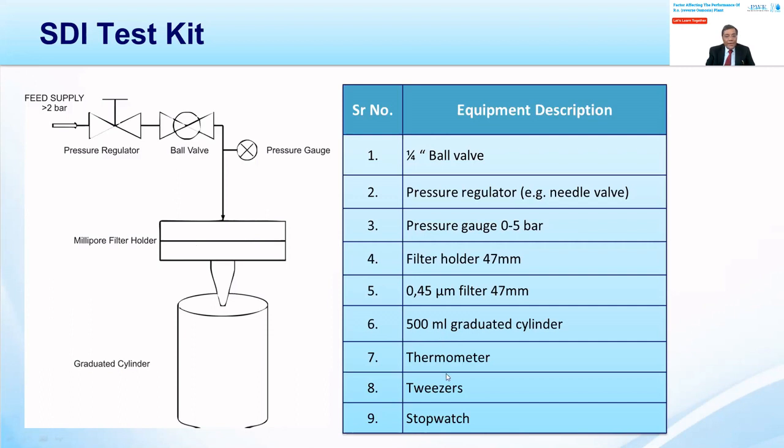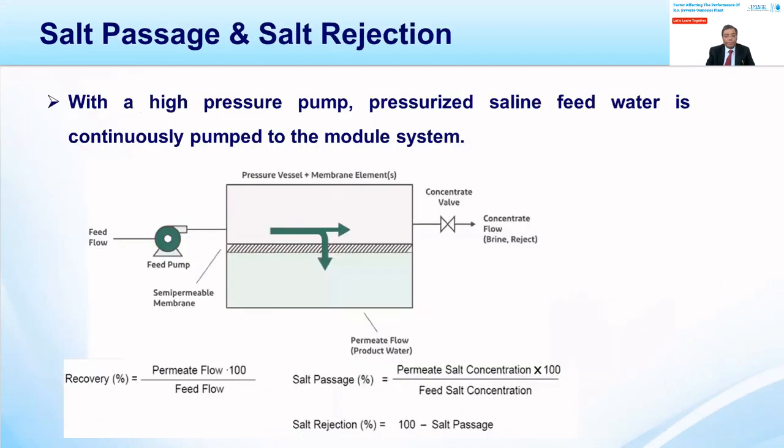And that determines our SDI, and this kit you can develop at around 30 to 50,000, and it will surely help you in determining the SDI of the feed water to enhance the life of the membrane and reduce the cleaning frequency of the membranes.